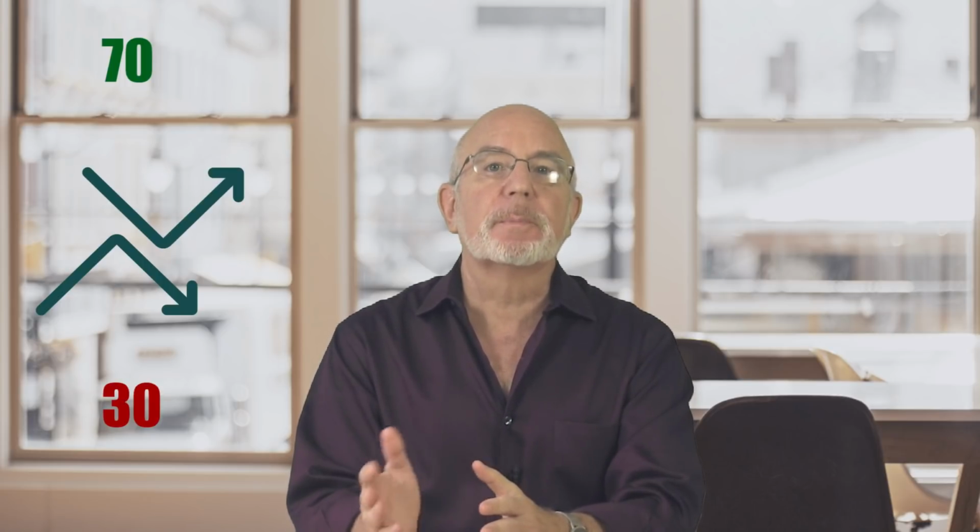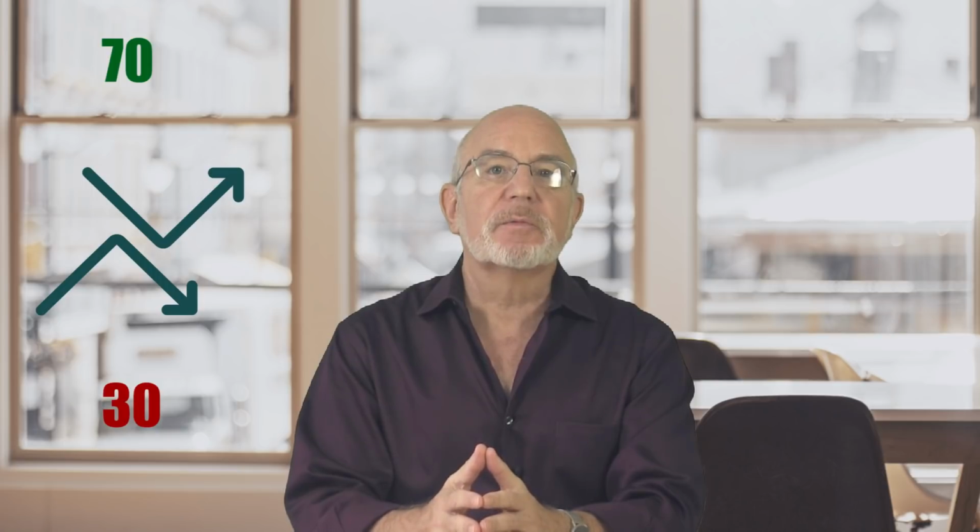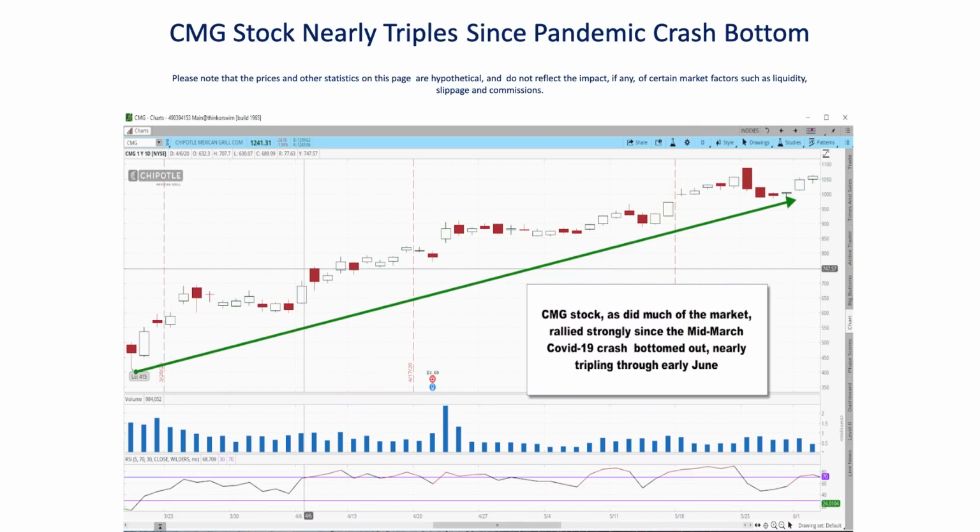RSI readings over 70 are generally considered to be overbought conditions, and RSI readings under 30 are generally considered to be oversold conditions. So, for example, let's take a look at a chart of CMG, Chipotle Mexican Grill, since the pandemic crash in March of this year, and you can see it was in a strong bullish uptrend through the beginning of June. So during such trends, traders like to wait for pullbacks that allow them to get into a long position on a stock at better prices in what is otherwise a strong uptrend.